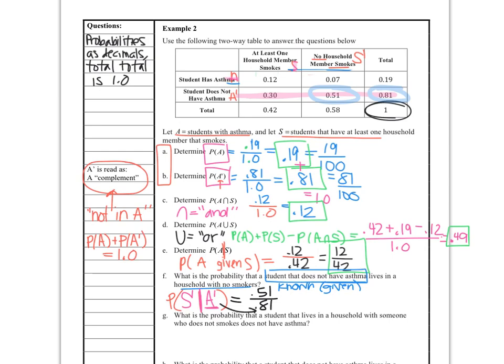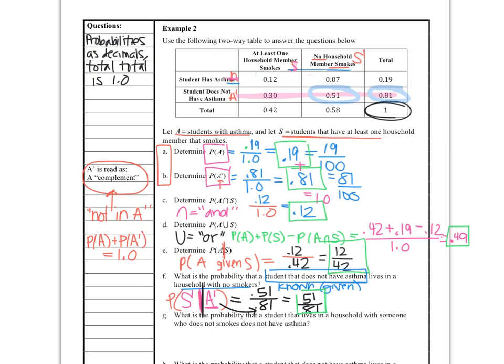Again, the non-asthmatic student goes on the bottom because it comes after the given bar, and then the non-smoker household goes on top. And again, just drop your decimals, and then you've got your final answer here, 51 out of 81.